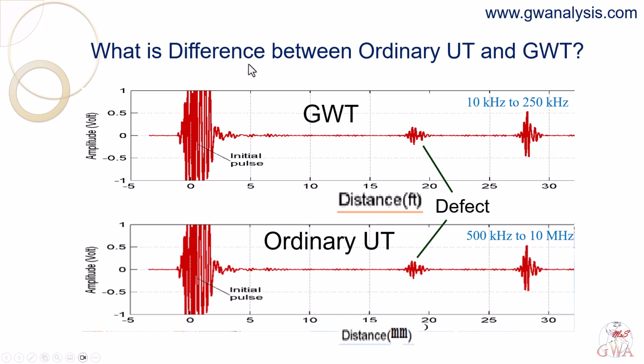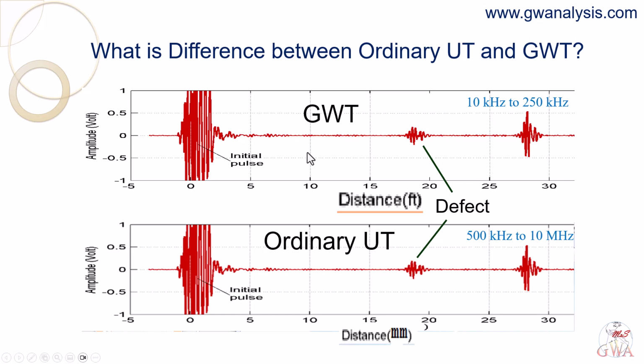What is the difference between ordinary ultrasonic testing and guide wave testing? The main difference is the operating frequency. The operating frequency of guide wave testing is between 10 kHz to 250 kHz, but that of ordinary ultrasonic testing is between 500 kHz to 10 MHz. With a similar velocity, the wavelength is much longer with guide wave testing.